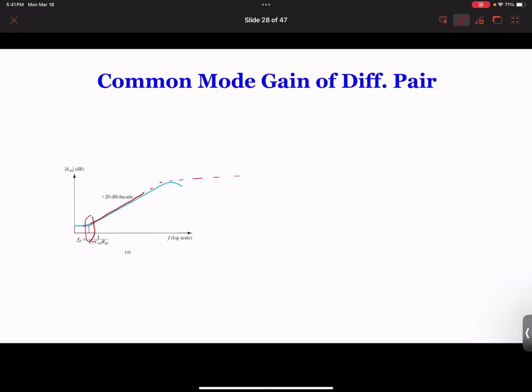But we're simply talking about the CSS. The circuit actually has other components we're going to look at later on today. But this is where you have to pay attention: your common mode gain is a constant value at the middle band, but it starts to increase, which is not good, above this FZ.